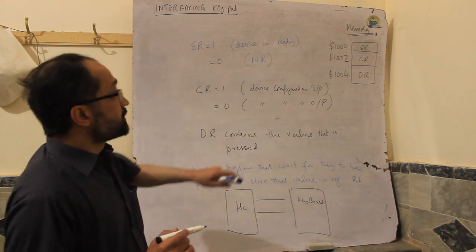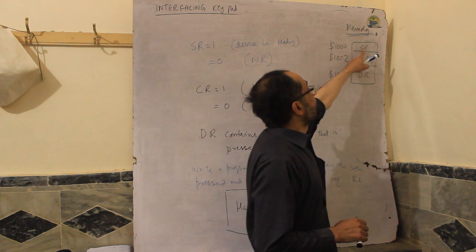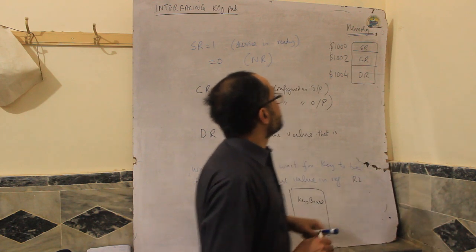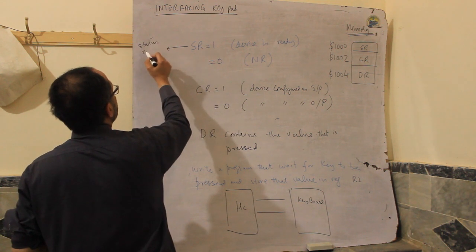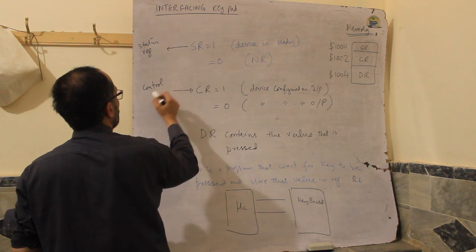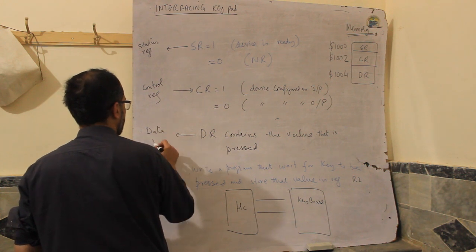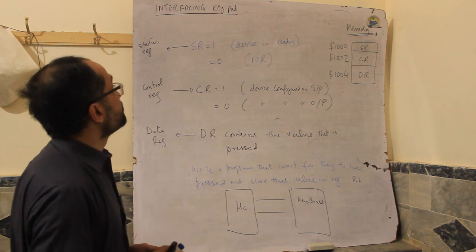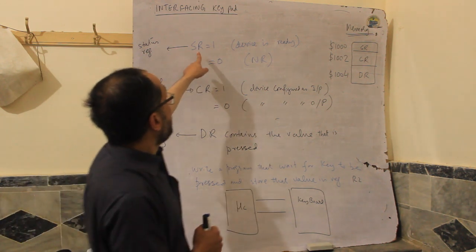Let's assume that in the address map, this keyboard contains three registers. One register is called SR, which stands for the status register. CR stands for control register, and DR stands for data register.